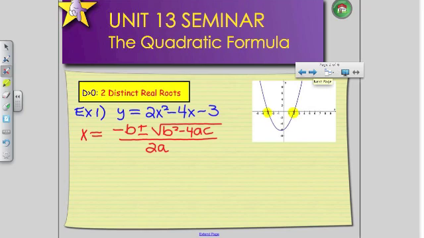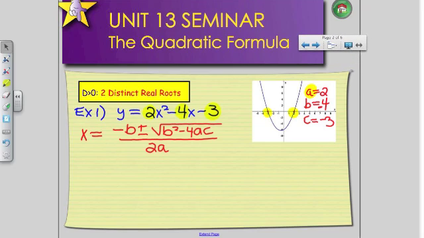The formula looks complicated, but the only things you need from your original quadratic equation in order to plug it into the quadratic formula are your a term, your b term, and your c term. So first, I'm going to write down my a term. A is equal to 2, b is equal to -4, and c is equal to -3. I'm going to use this information in my quadratic formula eventually.